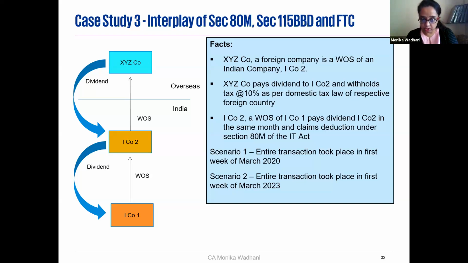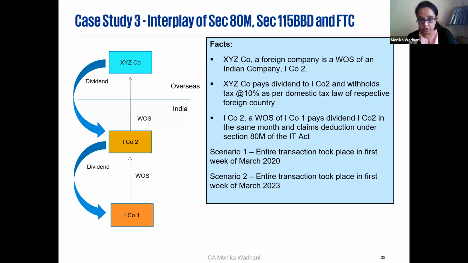So the question here is that, as per the law which stands today, dividend is taxable in the hands of the shareholder and there is no DDT in the hands of the company. So I have taken two scenarios. One is if this transaction has taken place in the first week of March 2020, and the other if this transaction has taken place in the first week of March 2023.